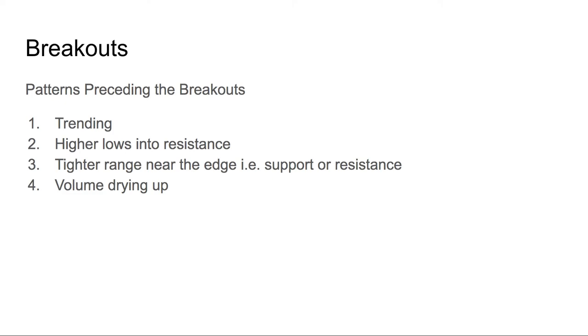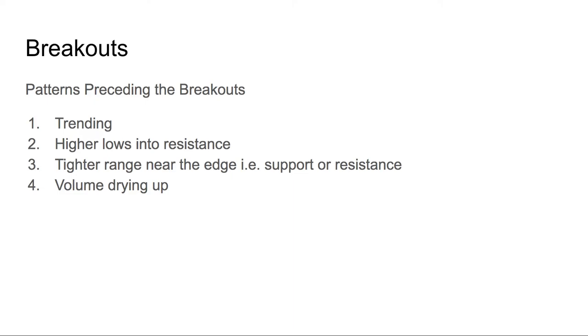You also want to have a tighter range. You don't want to see big ranges going into the resistance, because those are highly likely to be a failed breakout. You want to see tight ranges, really small ranges. So let's say the stock generally trades 50 cents. Maybe you want to see it trading 25 cents or 20 cents, right? So the range is getting tighter and tighter.